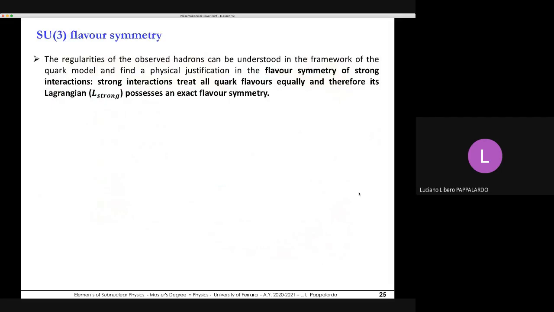So the regularities of the observed hadrons can be understood in the framework of the quark model and find a physical justification in the flavor symmetry of strong interactions. So strong interaction, this means that strong interaction treats all quark flavors in the same way. Okay, and therefore the Lagrangian of the strong interaction must possess an exact flavor symmetry.